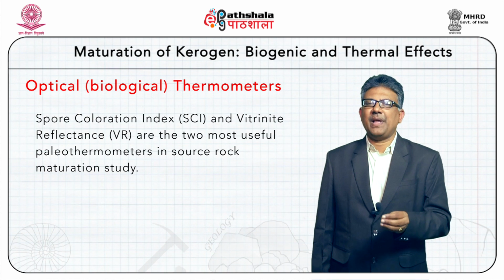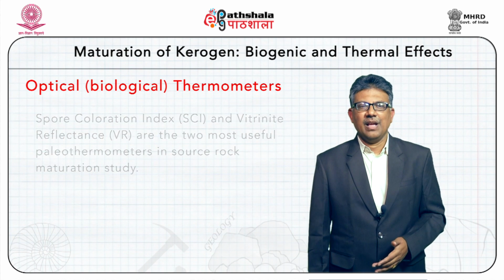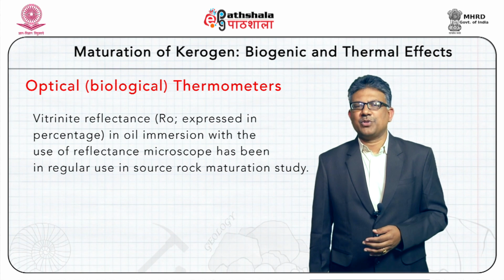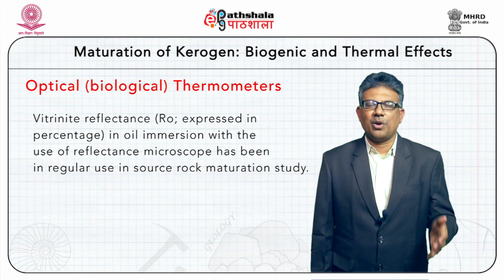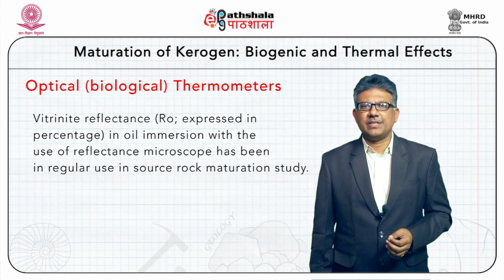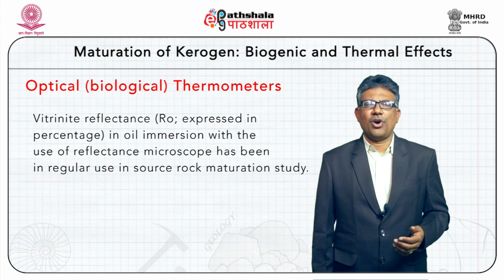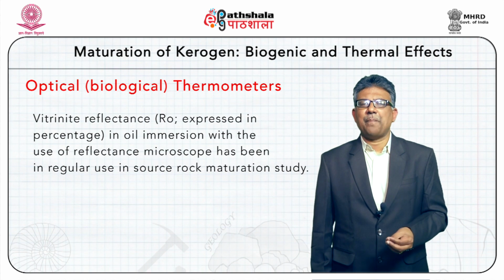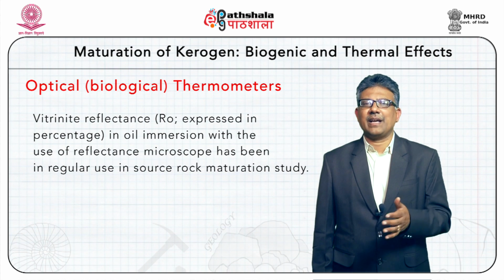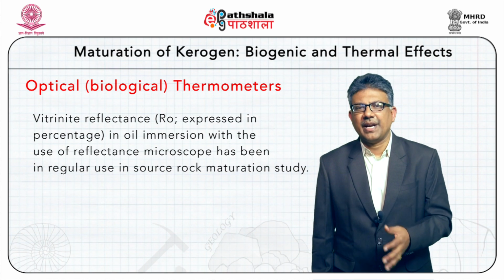That is, conodonts display a comparable progressive color index as we get from the spore coloration index. Vitrinite reflectance in oil immersion, with the use of a reflectance microscope, has been in regular use in source rock maturation study. Now, vitrinite records maturation in its reflectance value, which is dependent both on time and temperature. Measurement of this value of representative samples with different mixed carbon contents allows reconstruction of the maturation gradient curve, the gradient of which is dependent on geothermal gradient and the sedimentation rate.